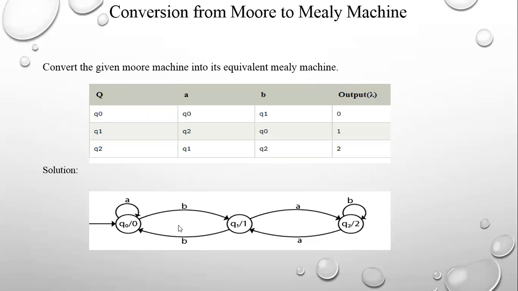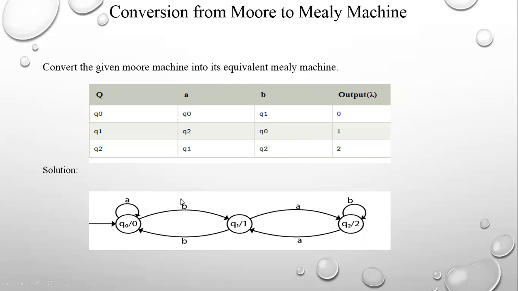So this is called a Moore machine. Q0 has only one output, that is 0, Q1 has one output, that is 1, and Q2 has one output. Now this should be converted into a Mealy machine. So this is the example for the Moore machine, and we have to convert it into the corresponding Mealy machine.